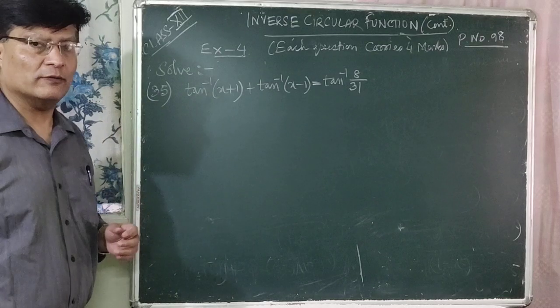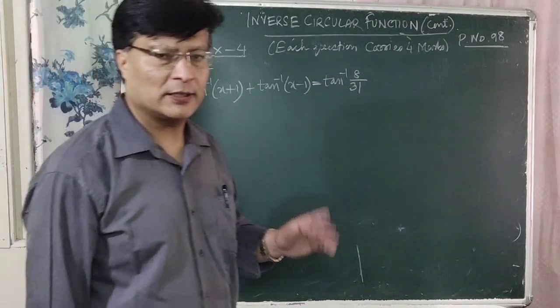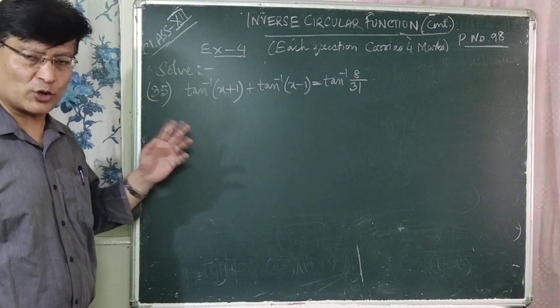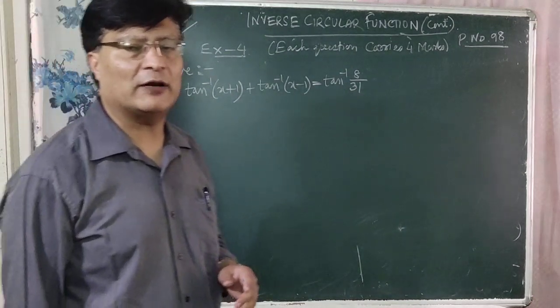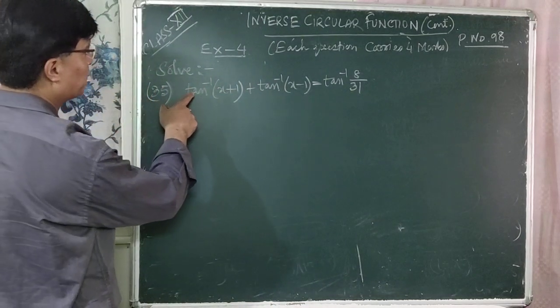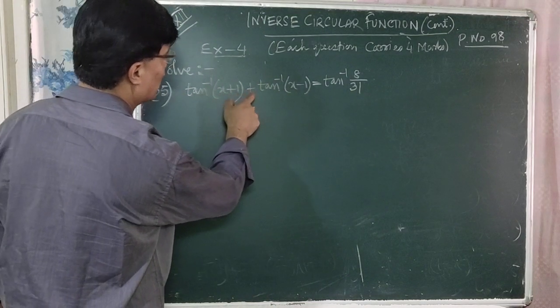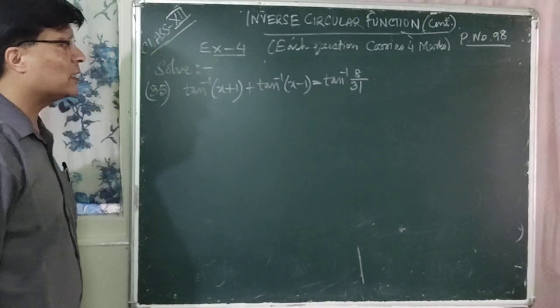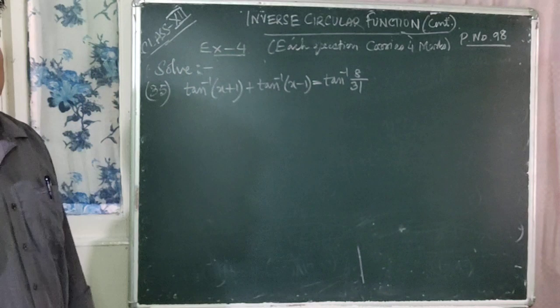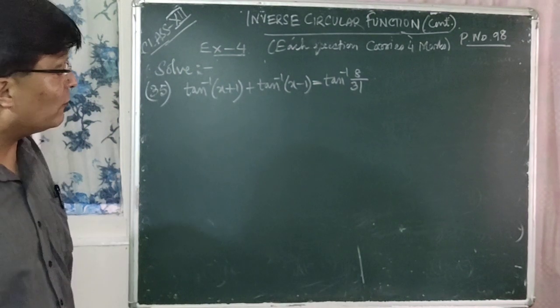So let's solve. That means you have to get the value for x. So in this case, no proof should be done, right? You have to solve it. That means you have to get the value for x. So number 35 is tan inverse (x plus 1) plus tan inverse (x minus 1) is equal to tan inverse 8 by 13. Now let us solve it. That means you have to get the value for x.